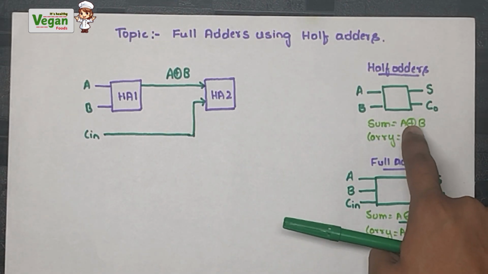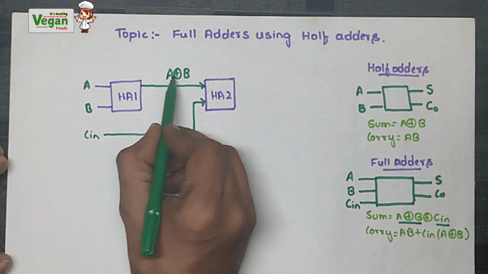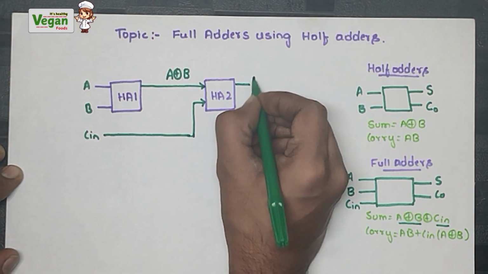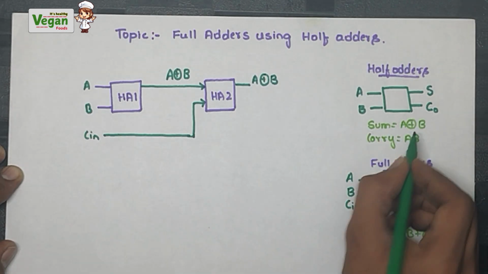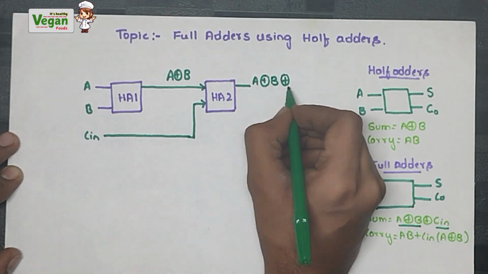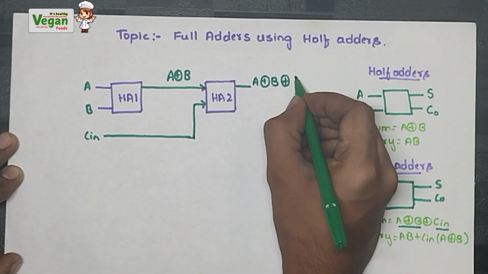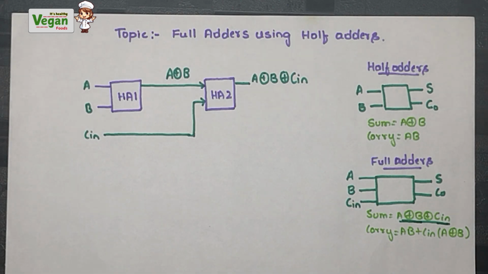What does the half adder do in the sum? It just adds the XOR gate between both the inputs. What is my first input? A XOR B. It will add the XOR gate between my two inputs, the first input and the second input, which is C in. So now we constructed the sum of the full adder using two half adders.